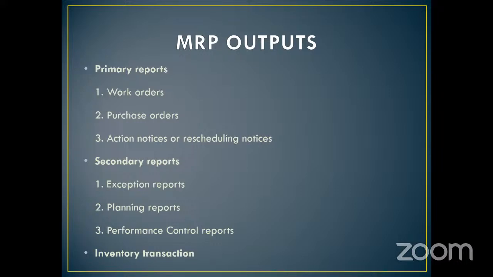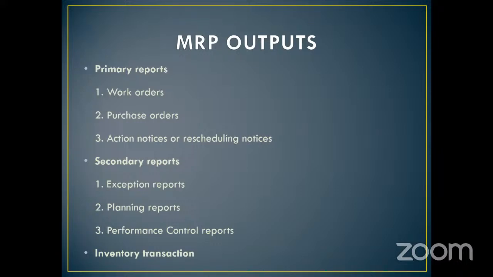Then what are the secondary reports of the output? It is the exception reports, how much you have to produce, when you have to produce, planning reports, in which way it is going to be produced, then performance control reports, whether the product is produced in a systematic manner or not, so the quality check we have to take into account of the output.